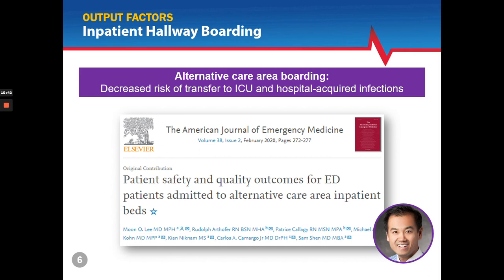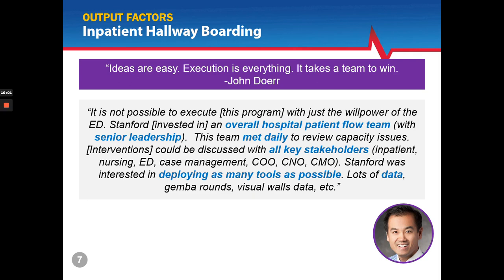From a safety standpoint, the results were quite favorable. They found patients who had been placed in alternative care areas like inpatient hallways actually had a decreased risk of transfer to the ICU and decreased rates of hospital-acquired infections relative to patients who went to a traditional inpatient room right away.